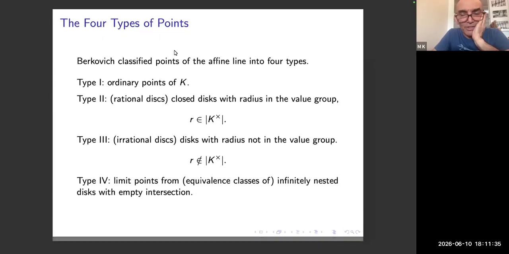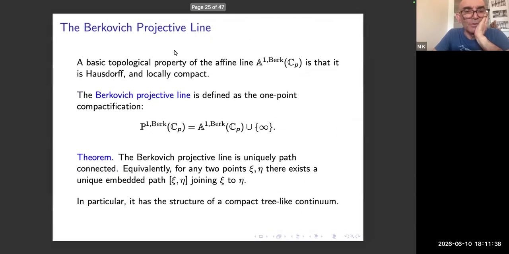I will give you a reference soon so that you can read a lot about this. A lot of problems have been solved by this. So A1, the affine Berkovich line over C_p, is Hausdorff and locally compact. So you can take its one-point compactification, and for any locally compact space you get a compact space. This is the Berkovich projective line. You just add the point at infinity.